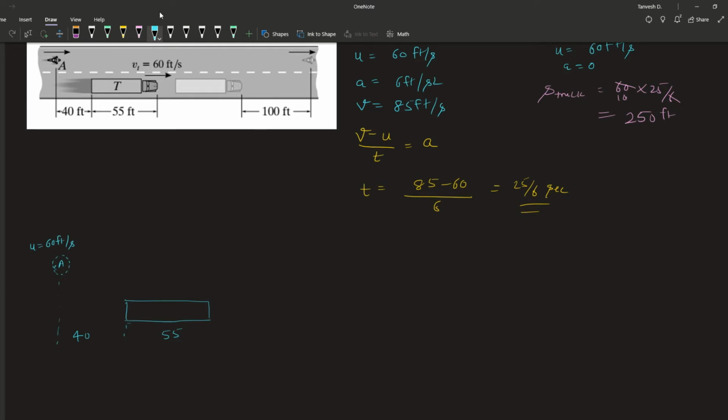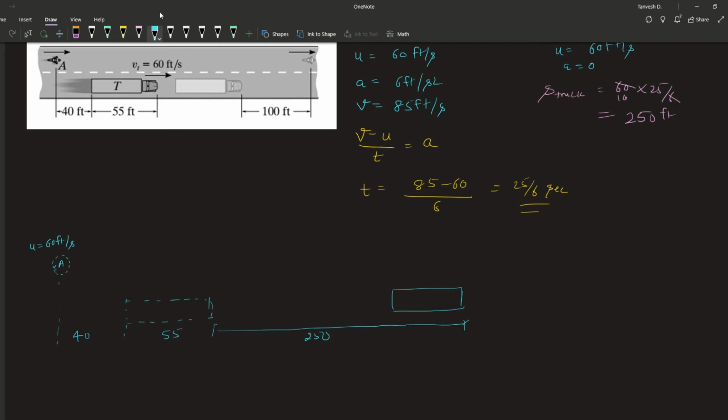So the truck has now moved to a new position. Actually, I need to draw this in dotted just to show that this was the previous position of the truck. The truck has now moved to the new position, which is 250 feet ahead. So this is the new position of the truck.